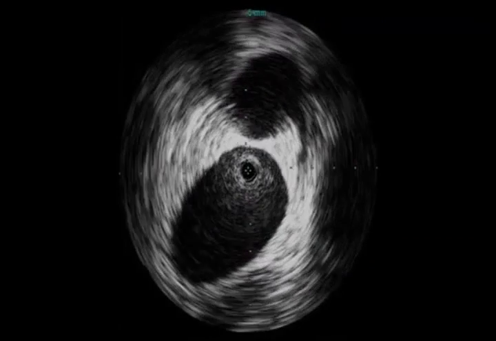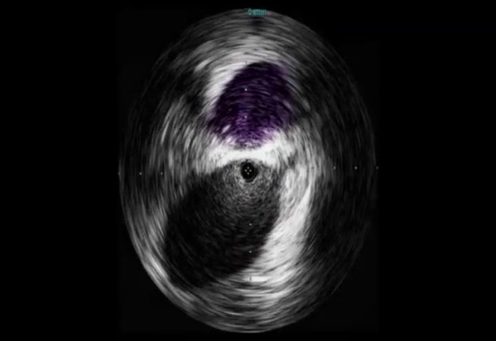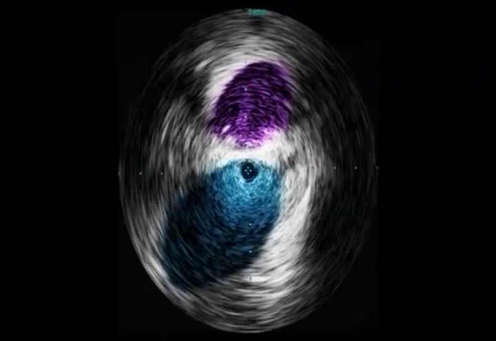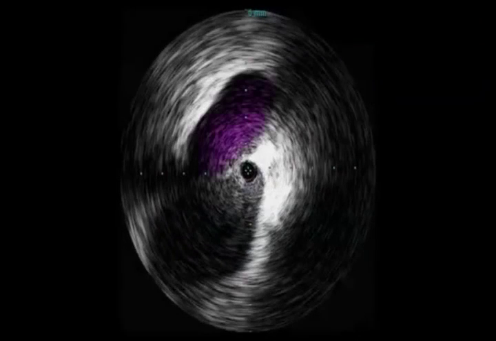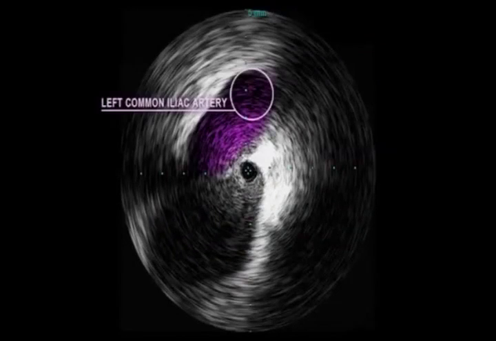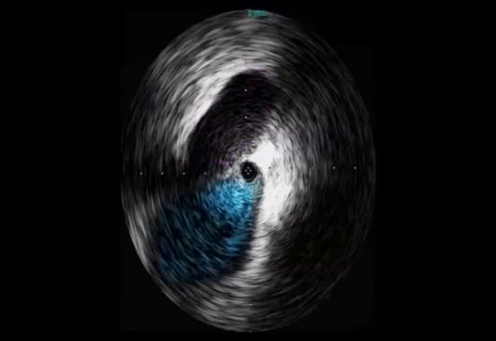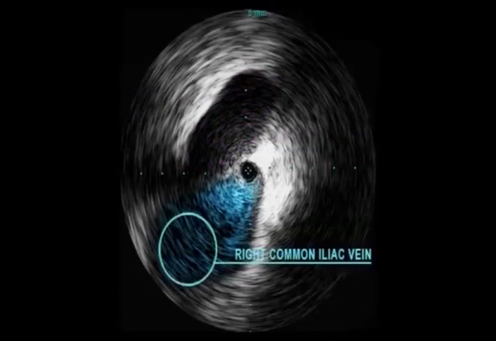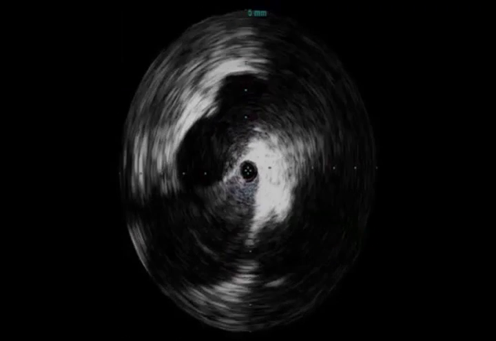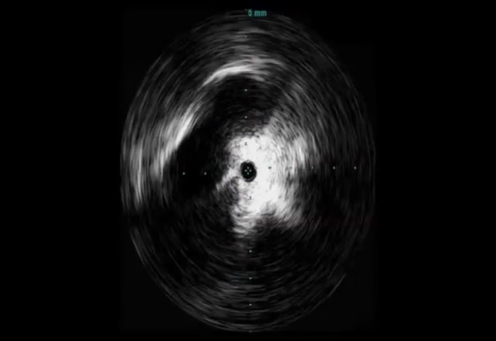So as we scroll down the image, the aorta, inferior vena cava with the catheter inside, we're now going to see the bifurcation of the aorta. The aorta is now dividing into the left common iliac artery and the right common iliac artery. The inferior vena cava is dividing into the right common iliac vein and left common iliac vein. Now the arteries have split into the right and left.